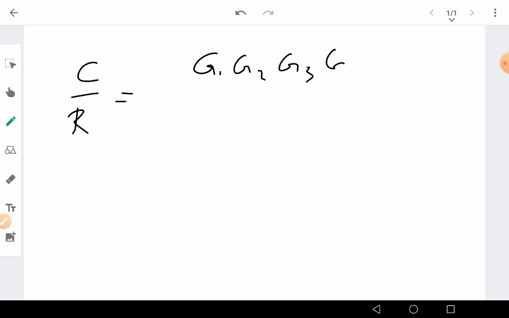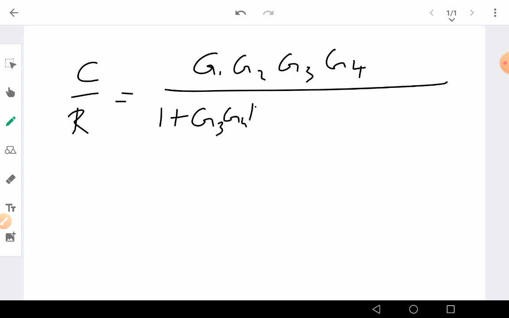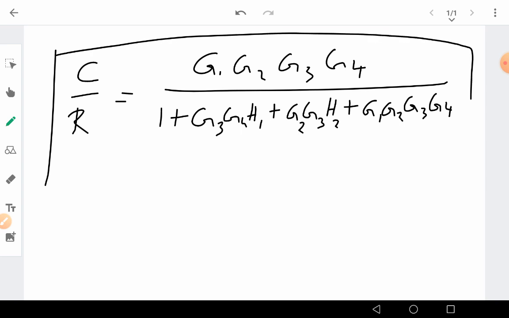So the net answer we will get is something like this. We have C by R, not R by C. This is the transfer function: G1 G2 G3 G4 in the numerator, over 1 plus G3 G4 H1 plus G2 G3 H2 plus G1 G2 G3 G4. So this will be the answer to that problem.